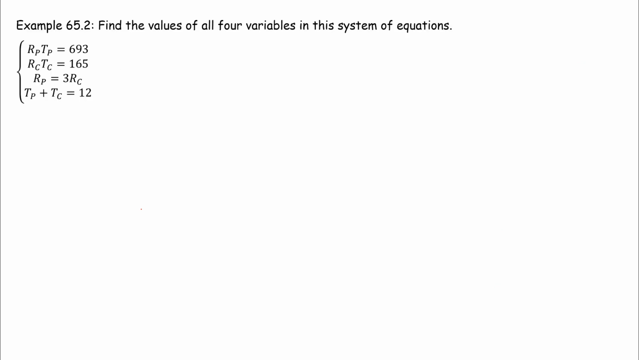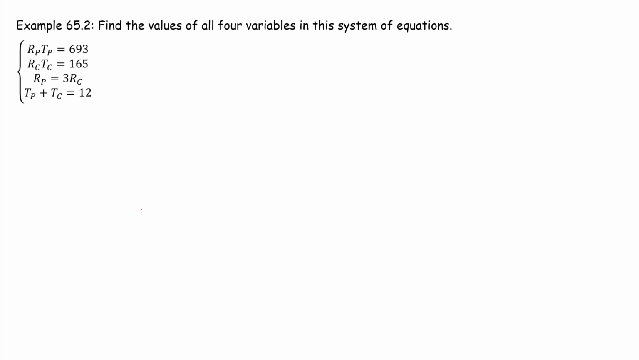Last one, find the values of all 4 variables. So we want to make sure, again, that we are using all 4 equations and that we don't accidentally cancel something or have 2 unknowns in one equation. We don't want that. So we need to kind of reduce this down so that we only have 2 unknowns and then finally 1 unknown.